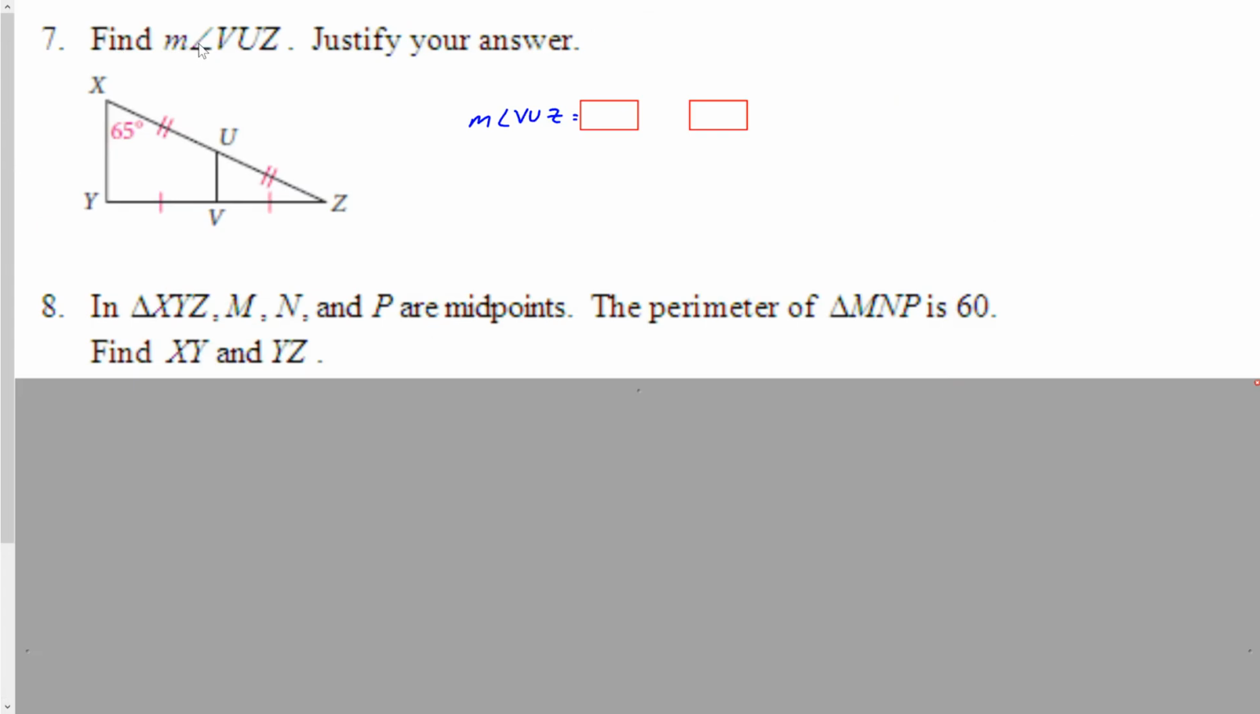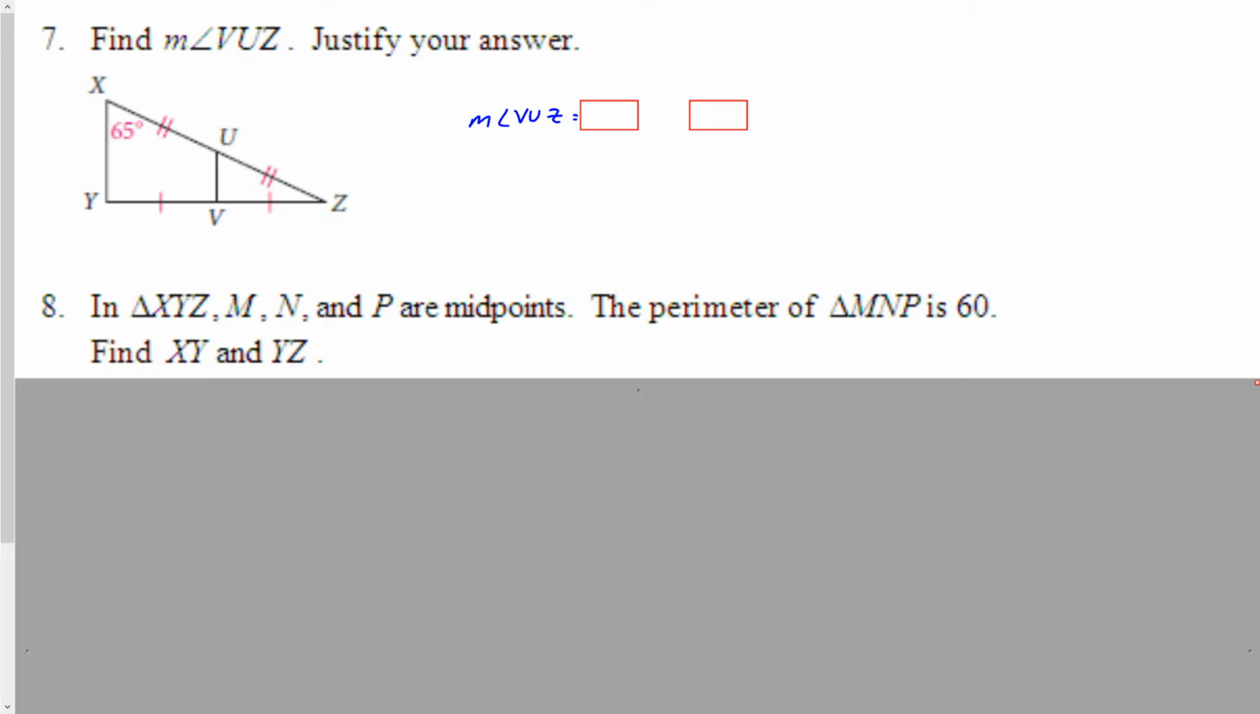So here, we're told to find a specific angle measure, and then we're supposed to justify our answer, meaning give a reason why you are able to say your answer is what you say it is. Now, we don't have information given to us in the actual problem itself. The information is given to us in the diagram. So notice segment XU is congruent to segment UZ, segment YV is congruent to segment VZ. That means point U and point V are midpoints of their sides, so you could call segment UV a midsegment.